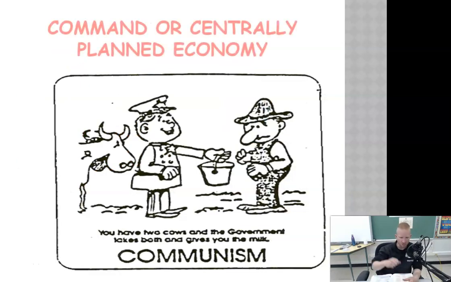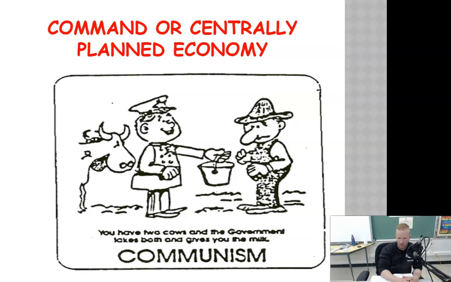Okay, then you got communism. I want you to take a look at this cartoon. Think about it. Okay, command or planned economy. Again, the textbook refers to it as planned. You have 2 cows, and the government takes both and gives you the milk.